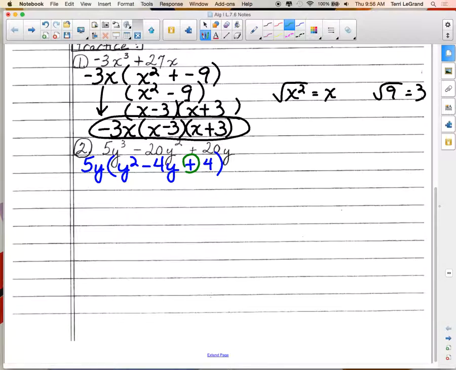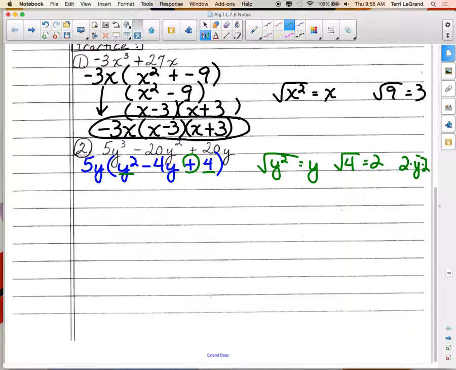The next test is, is this a perfect square? Is y squared a perfect square? Is 4 a perfect square? Okay, so when we take the square root of y squared, and we take the square root of 4, and we double the product of those guys, we get 4y. We need a negative 4y. Well, remember what we said? The square root of 4 has two square roots. It has a positive and a negative. So that could be a negative 2 at the end there. So this is a perfect square trinomial, isn't it?